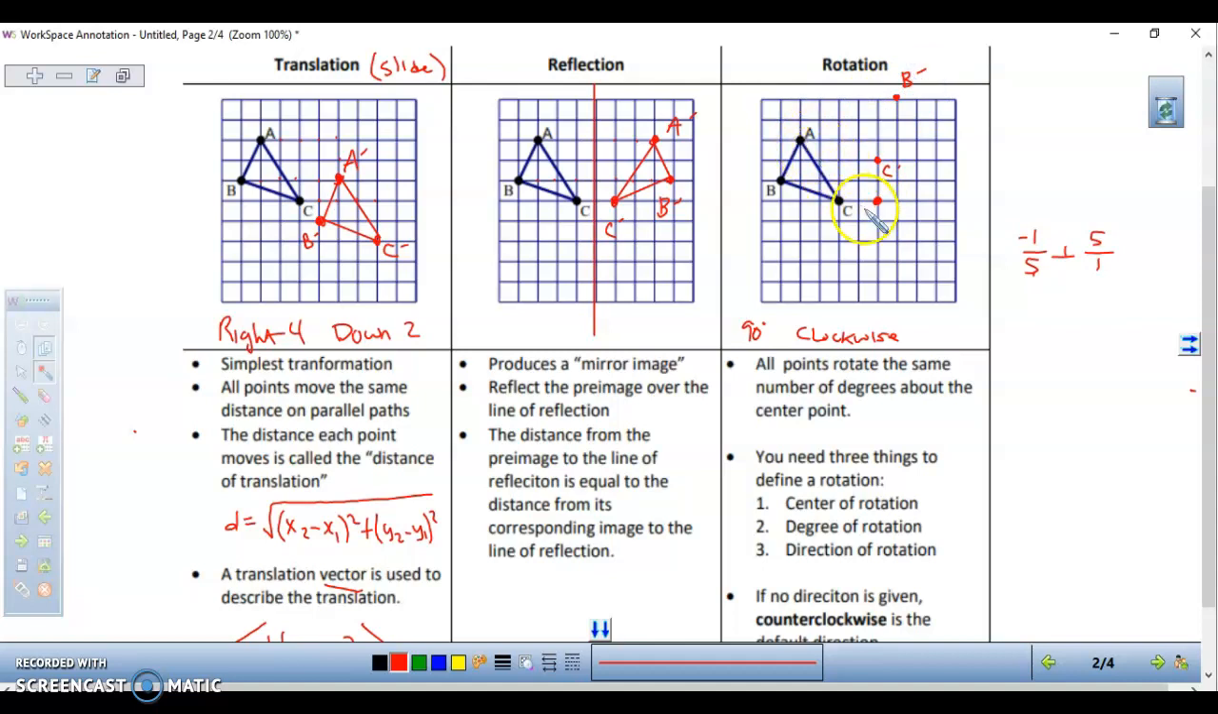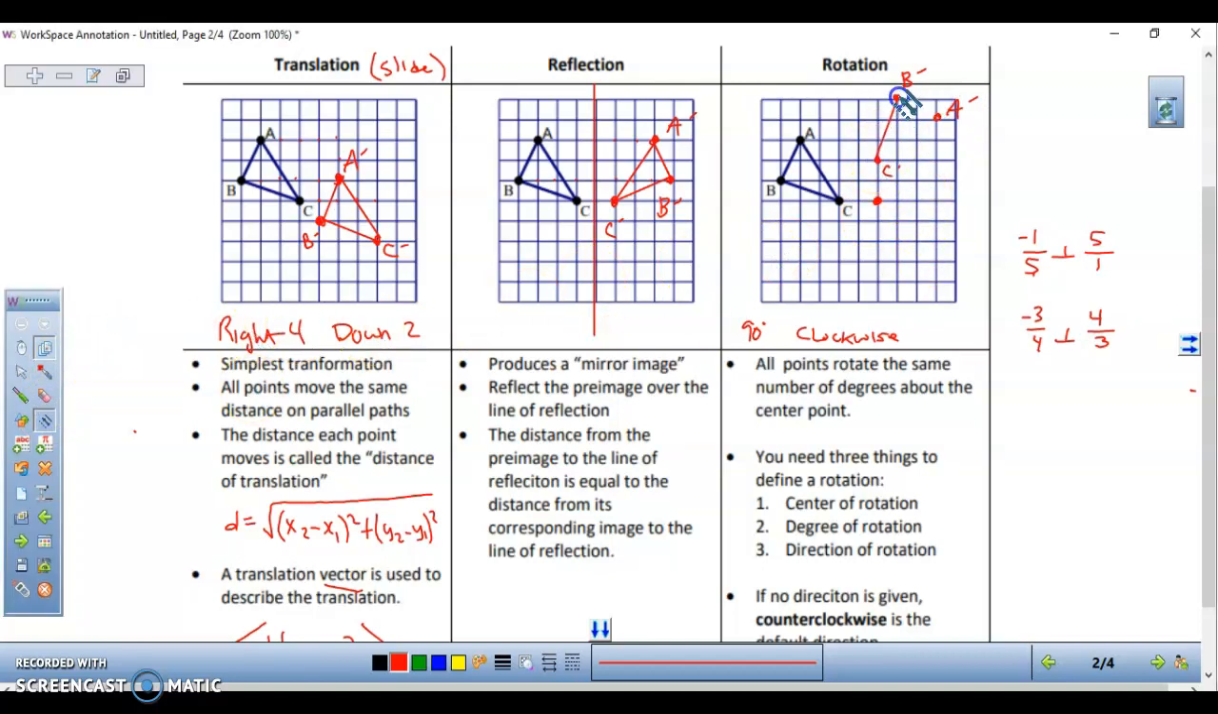And then A. To go from A to the center of rotation, I go down 3 and over 4. So now, in order to get the perpendicular to that, the opposite reciprocal is 4/3. So from the center of rotation, I'm going to go up 4 and over 3. There's A prime.